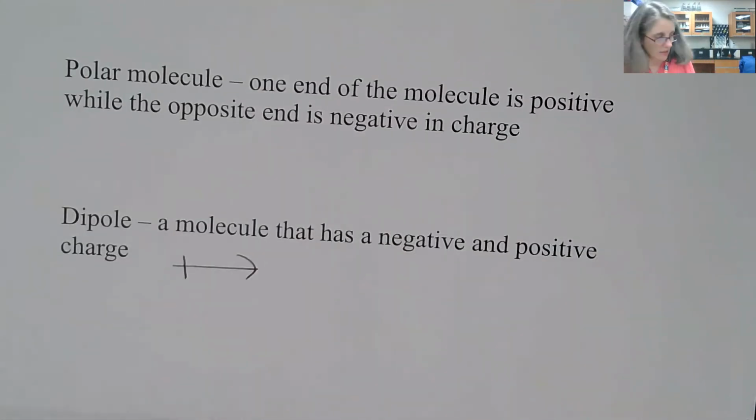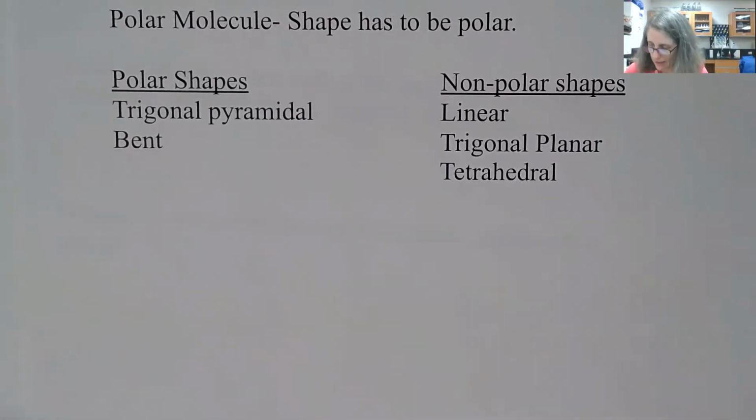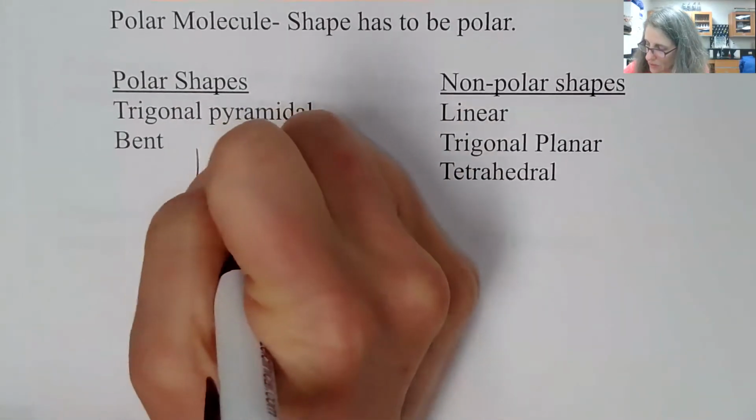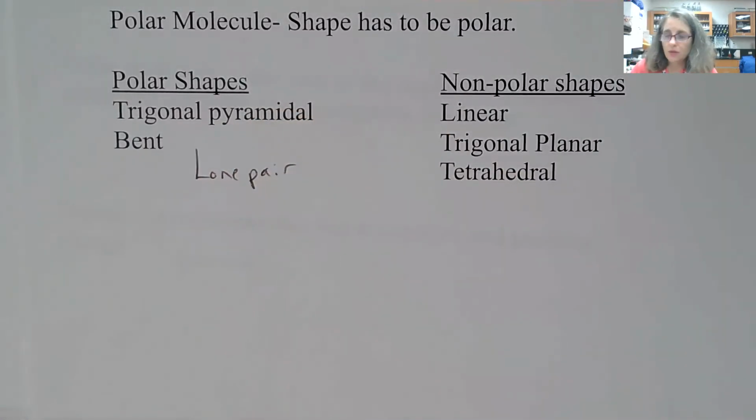So again, just to sum up, your polar shapes are going to be the ones that have lone pairs. So anytime you see a lone pair, that's going to make it polar. Non-polar shapes are going to be these traditional ones, unless I have something different attached to that central atom.